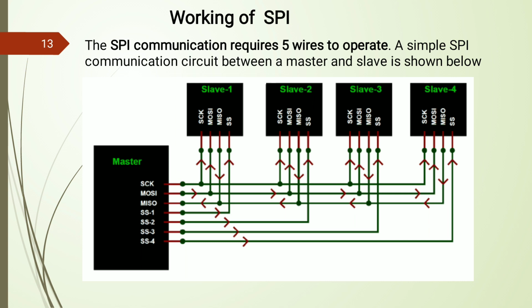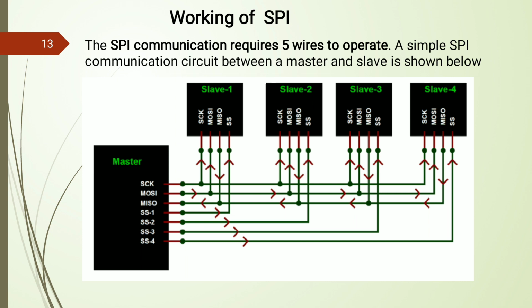In SPI communication, SS is responsible for detection of the required slave. So for connecting a number of slaves with a single master, it is necessary to use a different pin or connection for each slave. So this is the working of SPI communication.